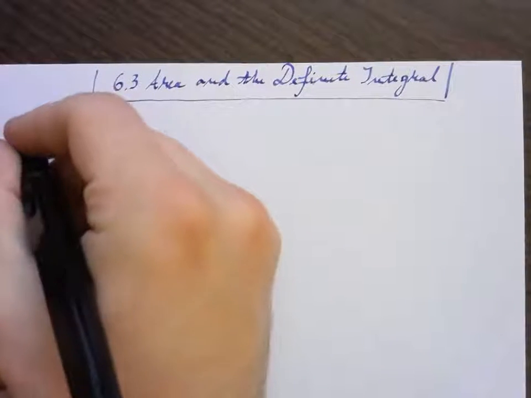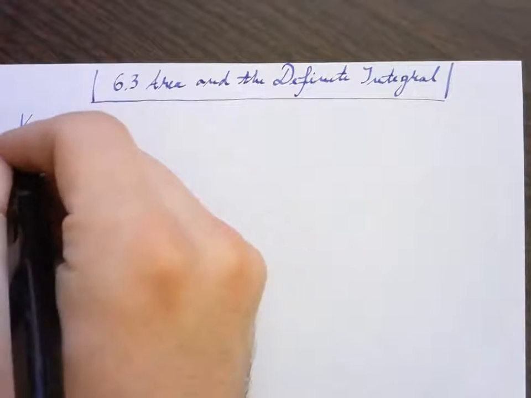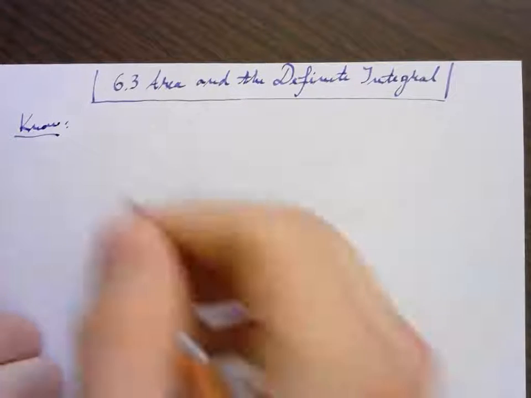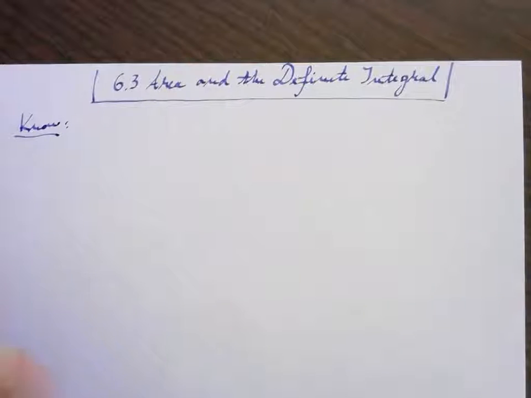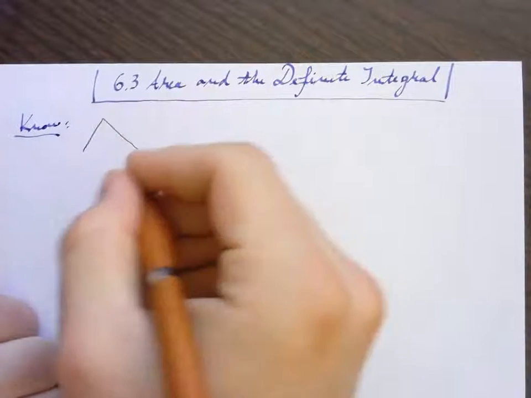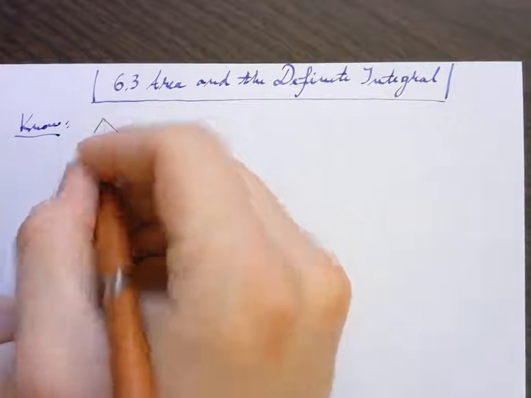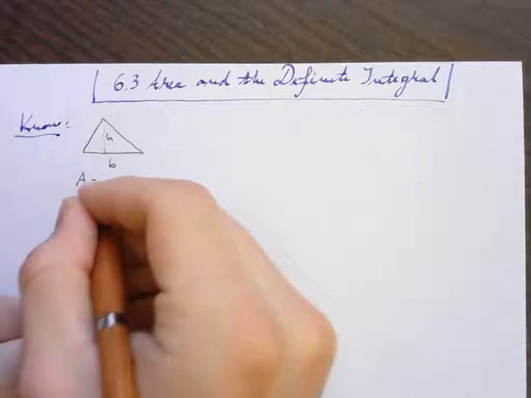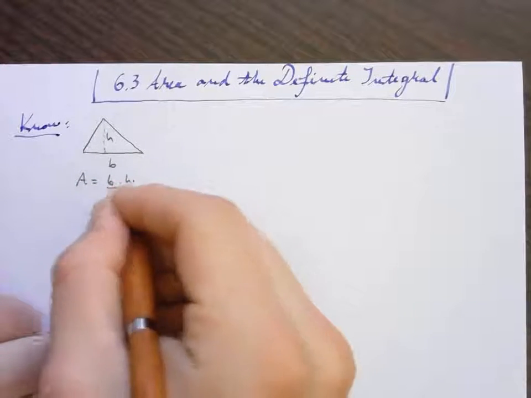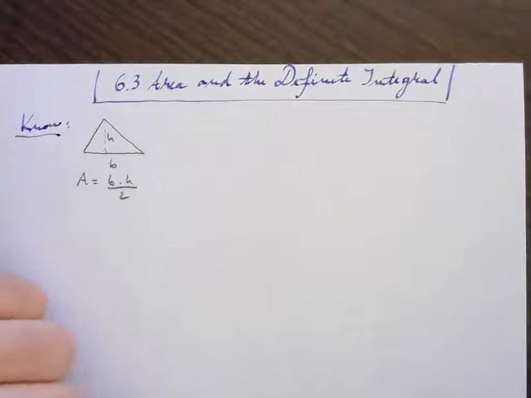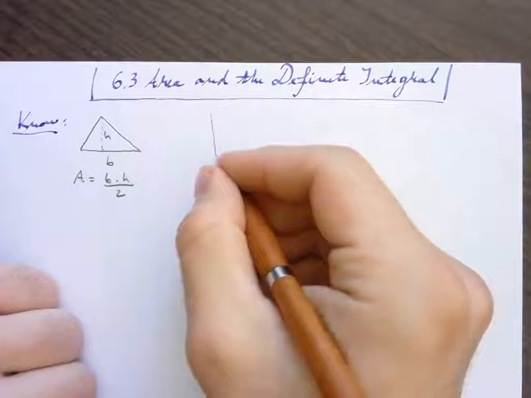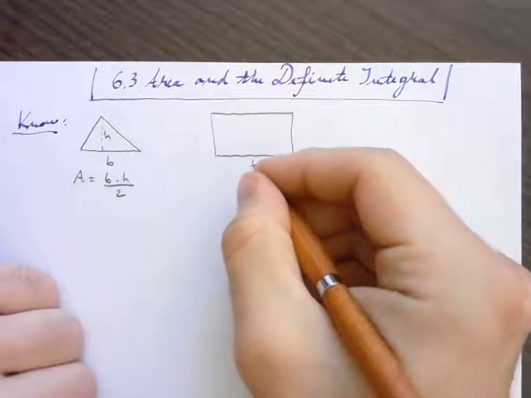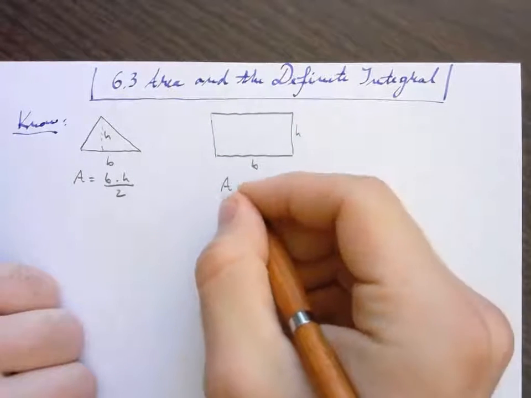So we know for a lot of different shapes, we know what their areas are going to be, right? We know that the area of a triangle is going to be the length of the base times the height, and then we divide by 2. We know areas for other regular shapes like a rectangle, and that one is just base times height.